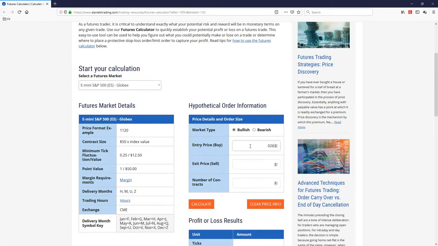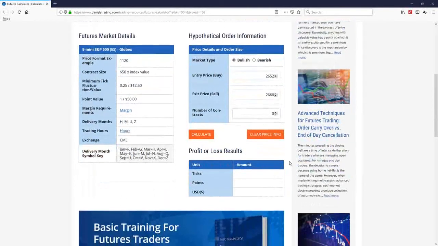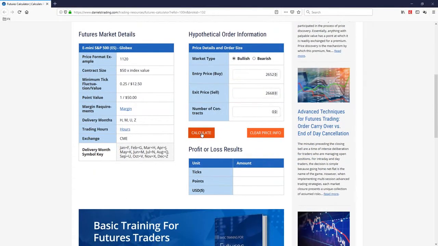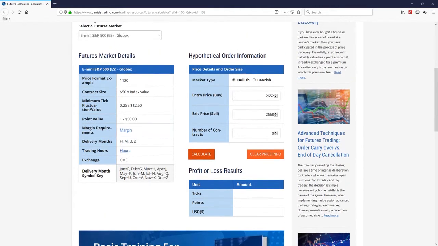So 26.52, and I'm going bullish. I'm going to find out my risk, my reward, and all this other stuff. I'm looking to trade one contract. You can also do this to find your risk. But if I made that trade, how many candlesticks did we say? Like 8? Calculate. It's going to calculate that up. Nope, the website's frozen.